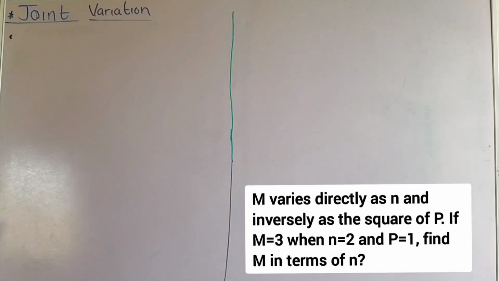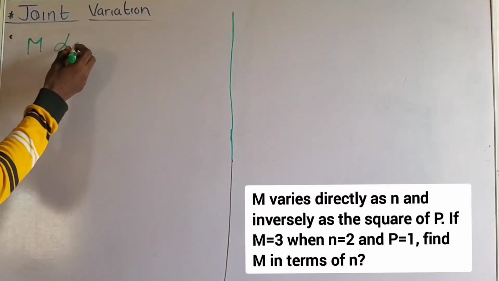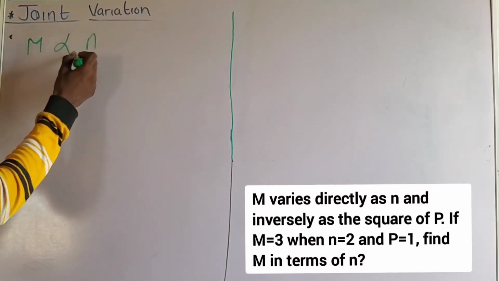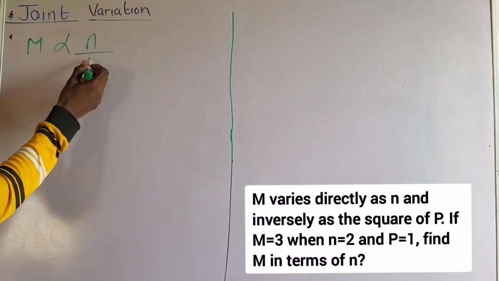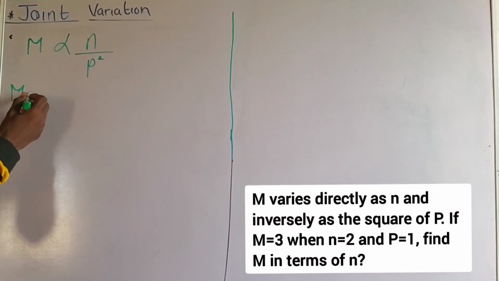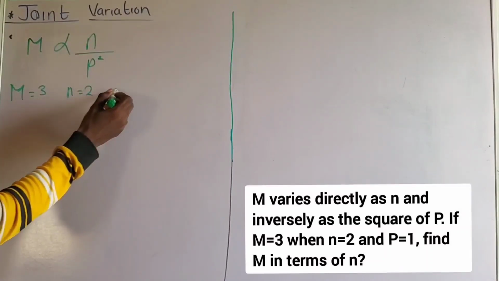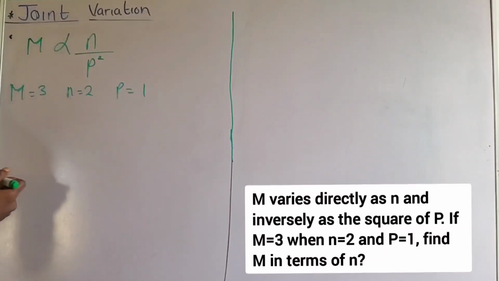So let us write the mathematical representation of the first statement. M varies directly as n and inversely as the square of p, so inversely as p squared. So we are given that m equals 3, n equals 2, and p equals 1, and we are asked to find m in terms of n and p.